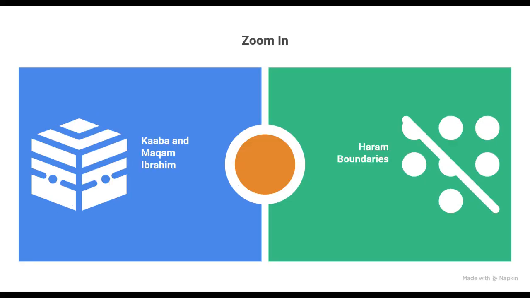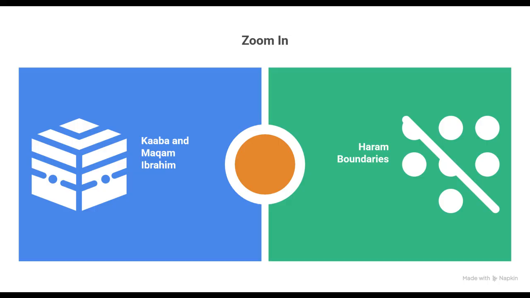The analysis also extends to the immediate vicinity. The geometric relationship between the Kaaba and the Maqam Ibrahim, the station of Abraham, appears to mirror the larger relationship between the Kaaba and the Earth's coordinate center, sharing a specific angle.